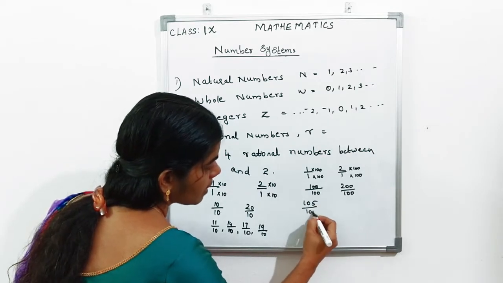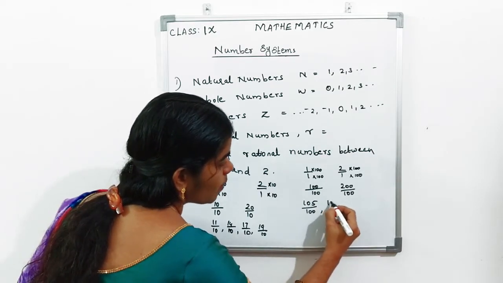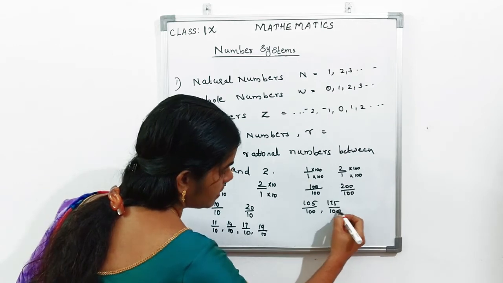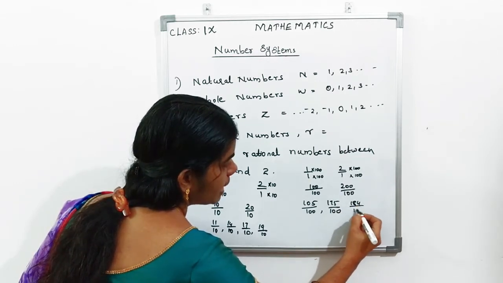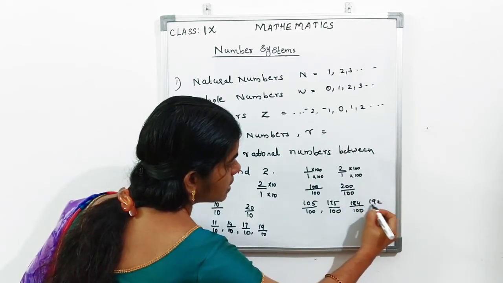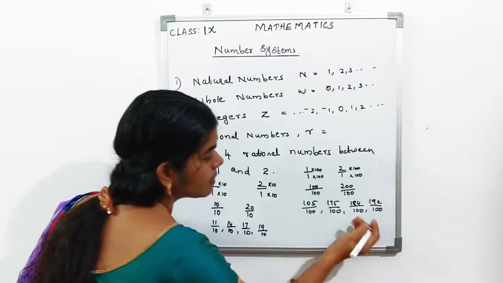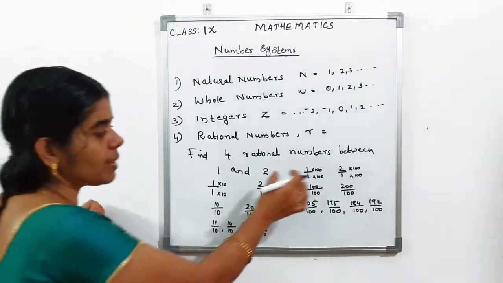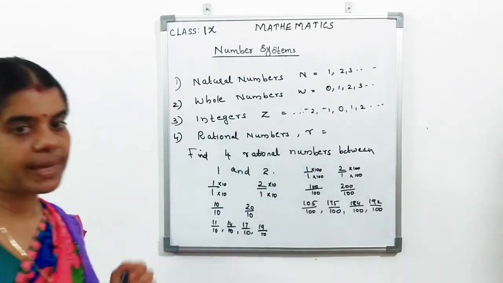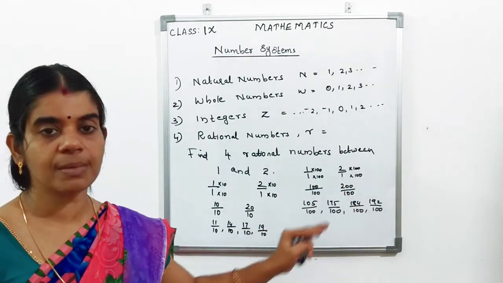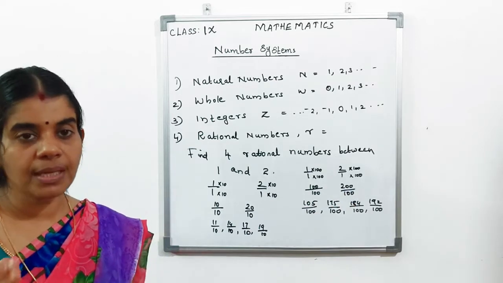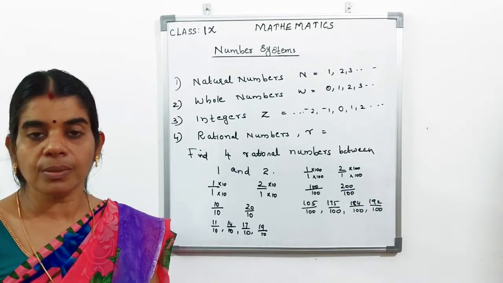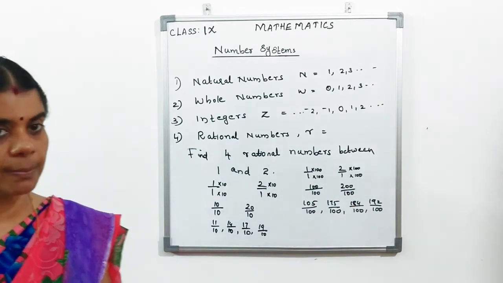105 by 100, then 175 by 100, 184 by 100, 192 by 100. Any 4 numbers you can write. Then if you are multiplying these two by 1000, you will get 1000 by 1000 and 2000 by 1000. From in between those two numbers, also you can write enough numbers.